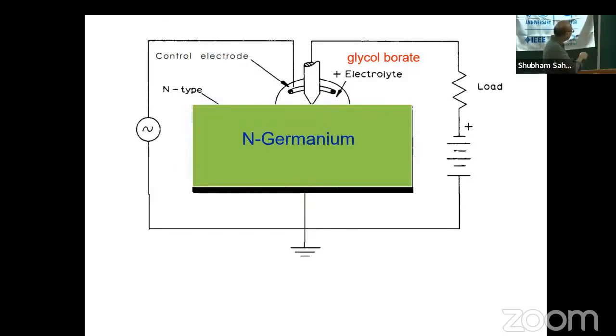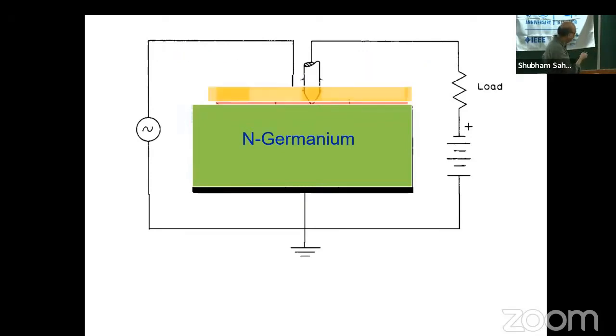Right, so he said, why not replace this one here by a metal? Why use an electrolyte at all? If all that the electrolyte is doing is making a contact through an insulating film, why use an electrolyte? Why not use a metal here? So that's what they did. So this was the film here.